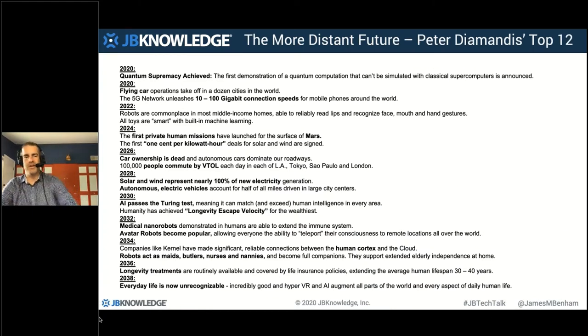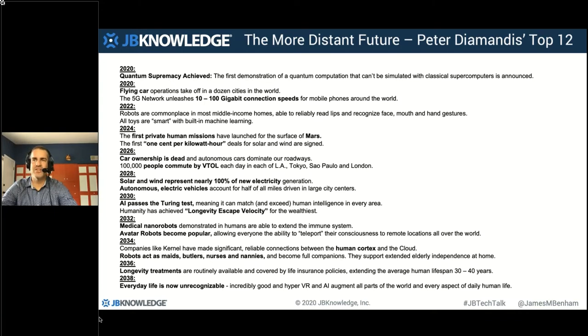This is Peter Diamandis's list of all the crazy things that he thinks are coming, like car ownership dying and human missions to Mars. A private company just launched astronauts into space. That just happened.